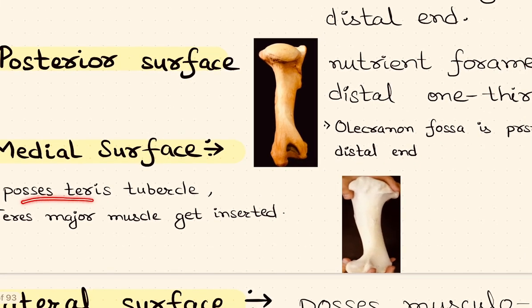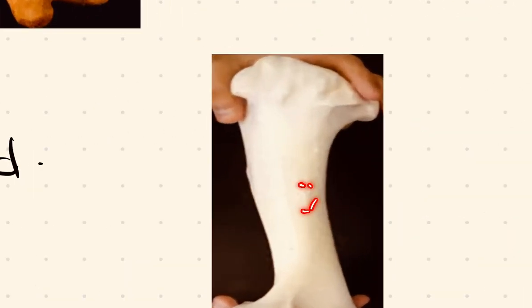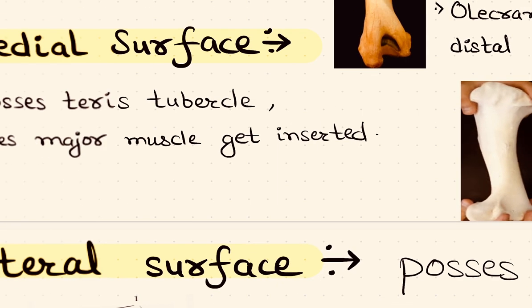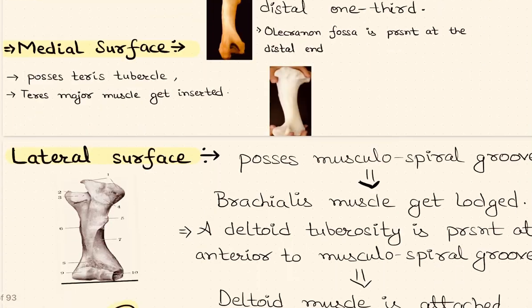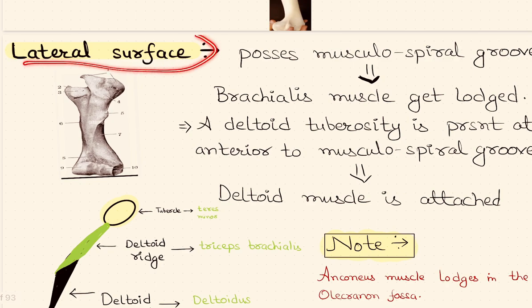Now the medial surface possesses the teres tubercle. This is the medial surface and this is the teres tubercle, and the teres major muscle gets inserted here. There is a muscle in the humerus bone known as the teres major muscle. This teres major muscle gets inserted to this teres tubercle, which is present on the medial surface. Okay. Now moving forward, in the lateral surface, there is insertion of a lot of muscles.